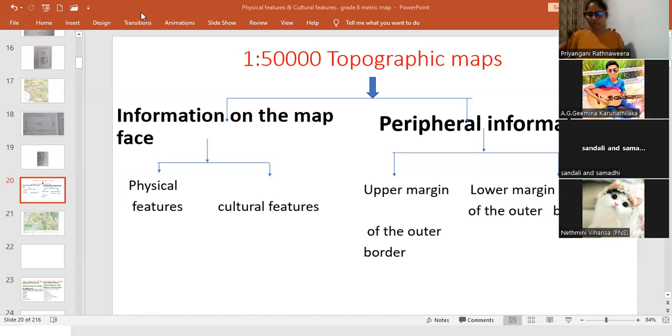Province boundary, district boundary, AGA division, Gram Niladhari division, urban council limit, sanctuaries or forest reserves. These are the types of boundaries. What are the other information that should be here?